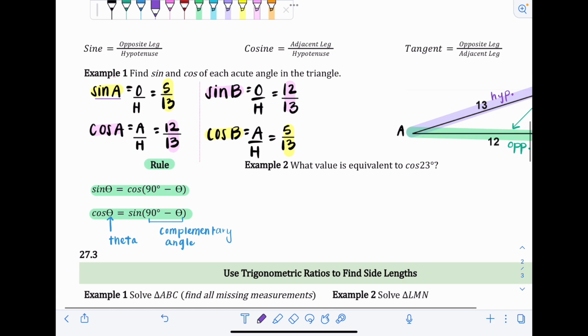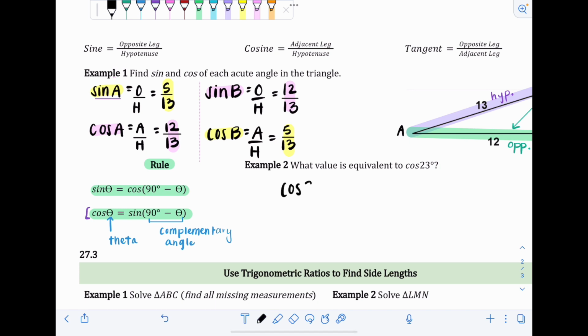Okay, so example 2: what value is equivalent to cosine of 23 degrees? We can use these formulas to find that. I think this is a multiple choice question in the workbook, so it might have a little more context than I added in here, but we want to find what sine value is equivalent to cosine of 23 degrees. I could have written that better. So I would say cosine of 23 degrees is equal to, and if it's cosine of 23, that means that theta is 23. That's our angle that we're working with.